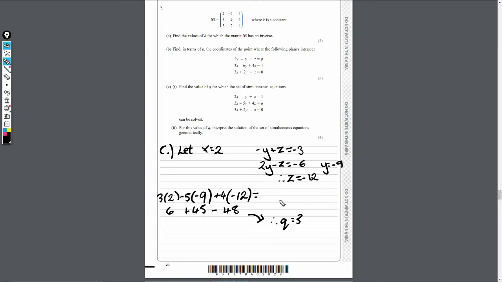Okay, and this will work no matter what value you pick for x. You can do z, you can do y. As long as you do everything else correctly in between, you'll get that q is equal to 3. Okay, so there you go. That's the value for q, which can be solved.